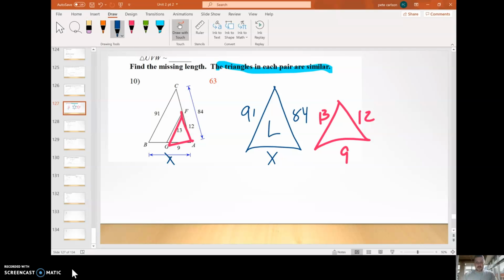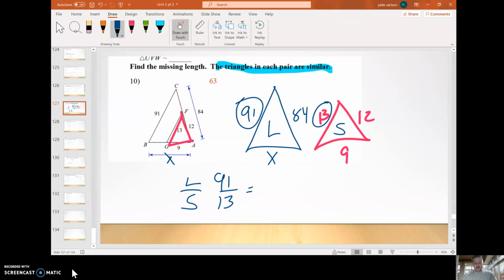So we have a large compared to a small. Remember, when we do these similar problems with proportions, we're going to compare large to small. In the large, I have 3 sides to pick from, but I'm trying to solve the one on the bottom. So let's use either the left side or the right side of the blue triangle. Let's just keep it simple. Here's 91. The corresponding side in the small would be 13. So we're comparing 91 to 13.